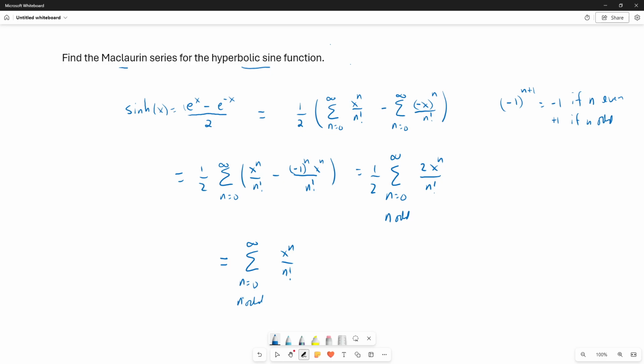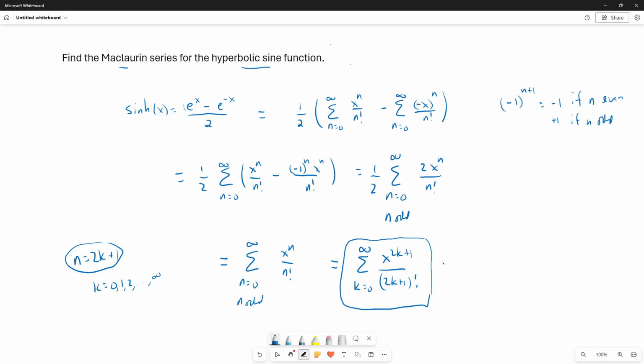So we want to sum over all of the odd integers. So another way to do this is if n is odd, then n is equal to 2k plus 1, where k goes from 0 to infinity. So we'll change the index of summation here to k. It'll be the summation k goes from 0 to infinity. And again, n odd means n is 2k plus 1. So x to the 2k plus 1 over 2k plus 1 factorial. So this is the Maclaurin series for the hyperbolic sine of x.